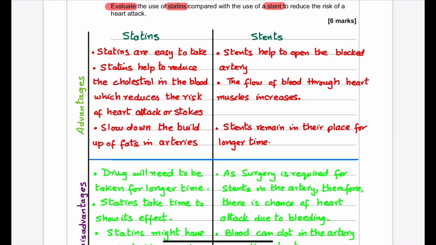Now we are going to see the advantages of the stents. Stents help to open the blocked arteries. They help the flow of the blood through the heart muscles easily, and it increases the flow of the blood. Stents remain in their places for longer time.